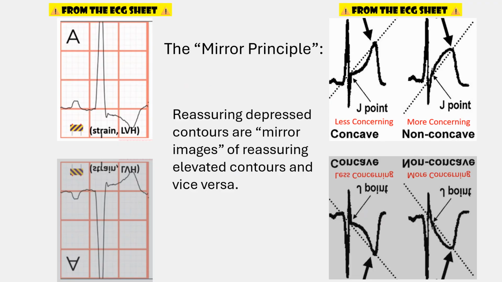Let's look at two images that are on your ECG sheet to further demonstrate the mirror principle, which expresses the tendency for reassuring depressed contours to look like mirror images of reassuring elevated contours, and vice versa.